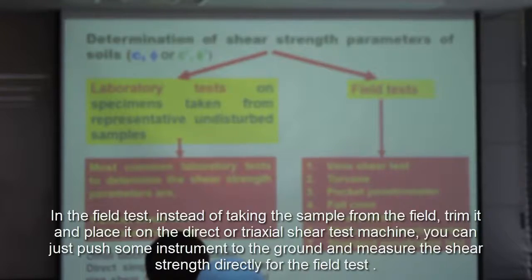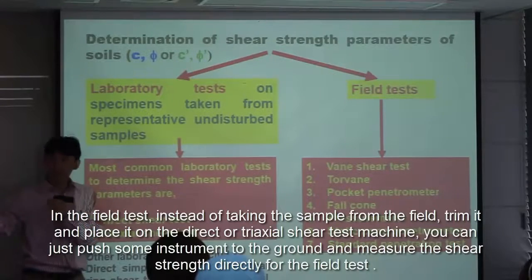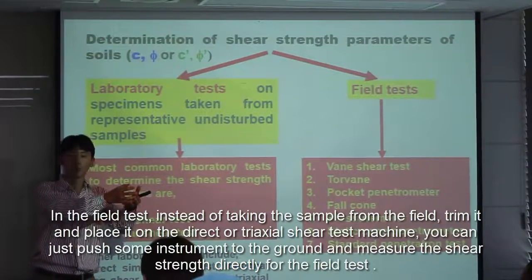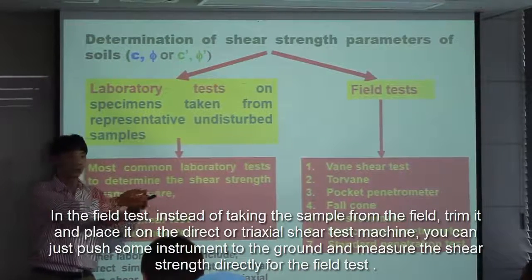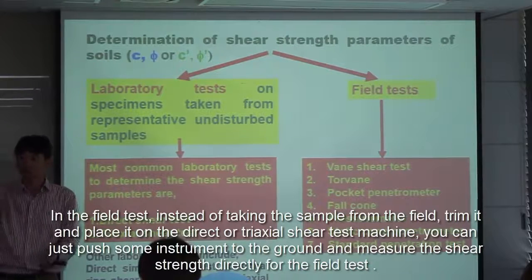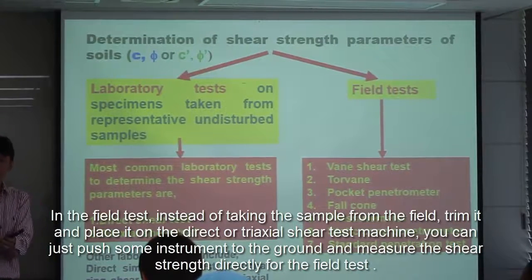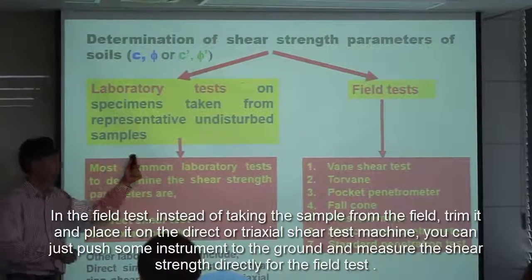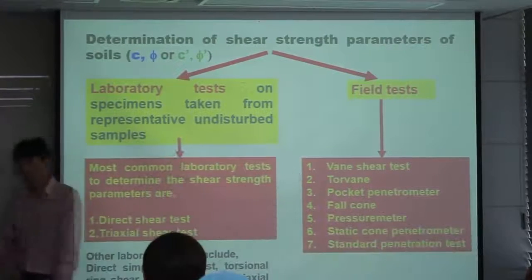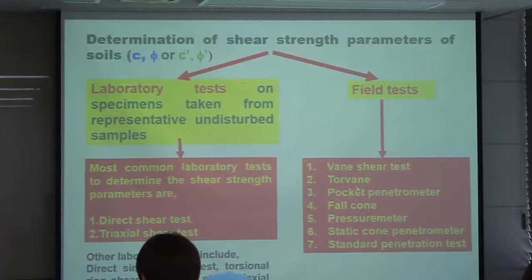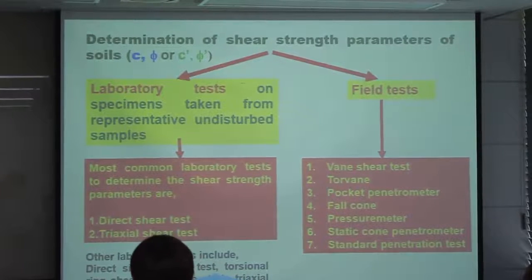In the field test, instead of taking a sample from the field, trimming it and placing it on the triaxial shear strength machine, you can just push some instrument into the ground and measure the shear strength directly. That's called the field test method. There are several field test methods like vane shear, pile load, and cone penetration, but we don't cover these methods in this class.